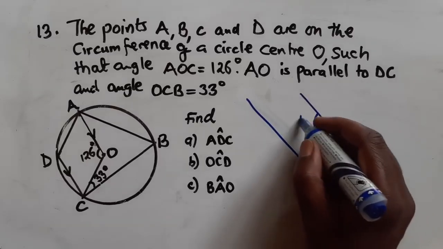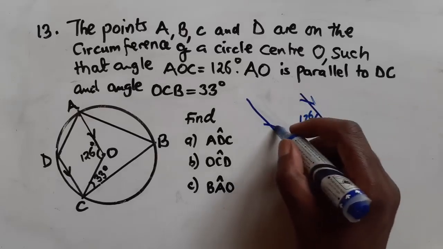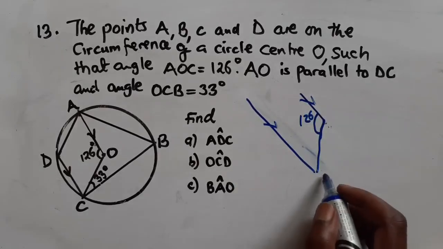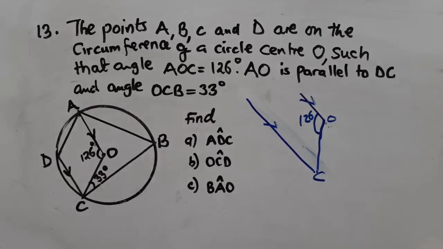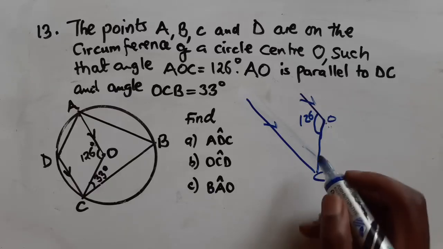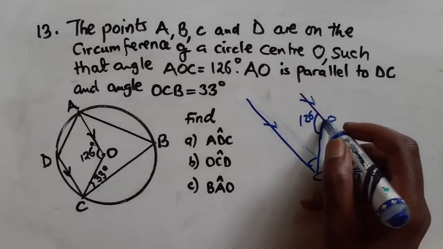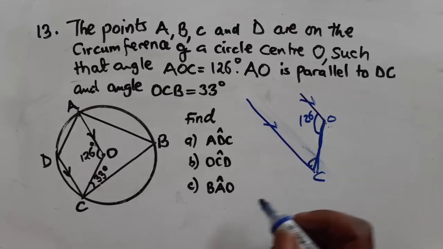What do we have here? Here we have 126. This line is parallel to this one. This is where we have C and O is here. So one thing that I want you to know is this angle here, these two angles are called allied angles. Angles on the same side of a transversal. Okay? These allied angles add up to 180. So this angle and this one here.